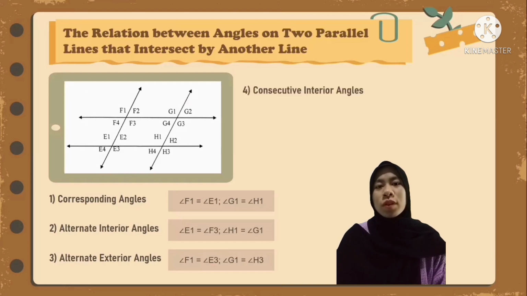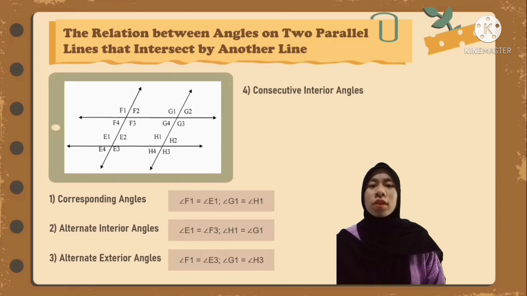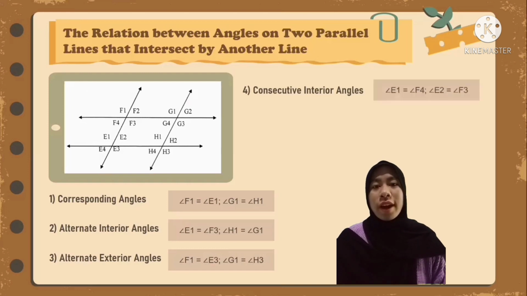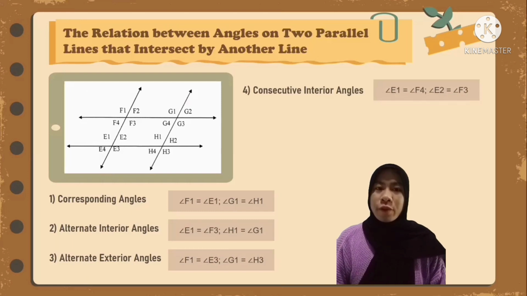Number 4, consecutive interior angles. A pair of angles which are on one side of the transversal, or line cutting the parallel lines, and are inside the two lines. In consecutive interior angles, angle E1 is paired with angle F4. Angle E2 is paired with angle F1.